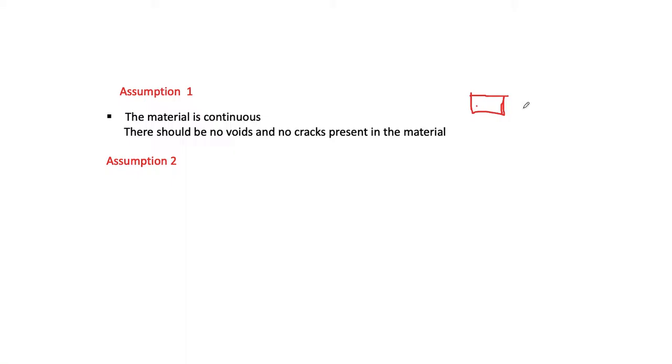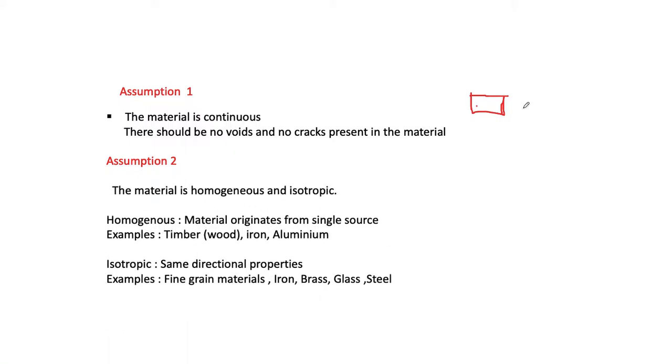The second assumption is that the material is homogeneous and isotropic. Homogeneous means the material originates from a single source. In the figure, the material originates from a single point, with one direction of load applied, the same line and same source. Examples of homogeneous materials are timber, iron, aluminum, etc.